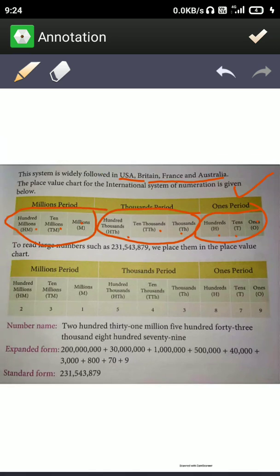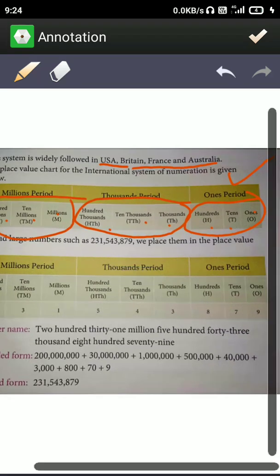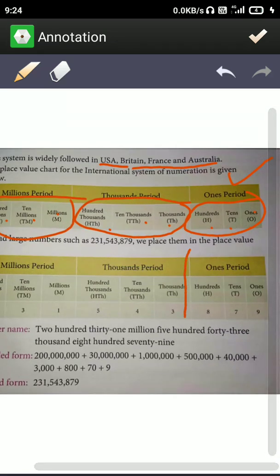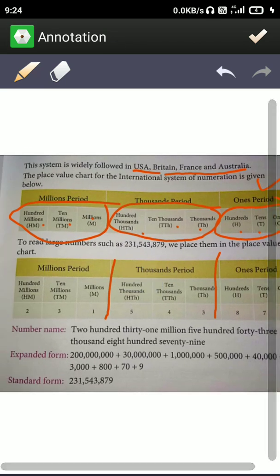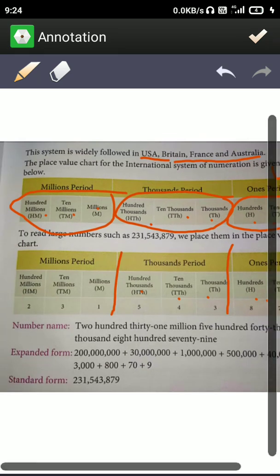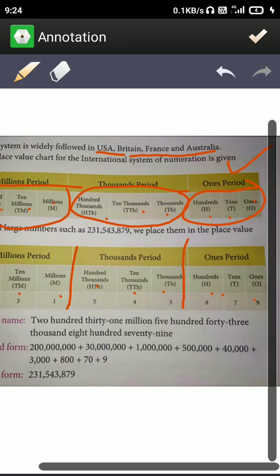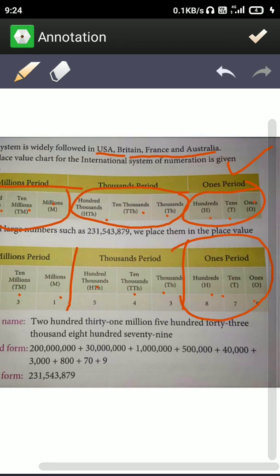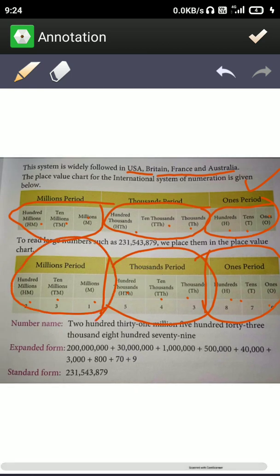So in the international system of numeration, a period comes after every three places. One, two, three. One, two, three. One, two, three. This is the ones period. This is the thousands period, and this is the millions period.